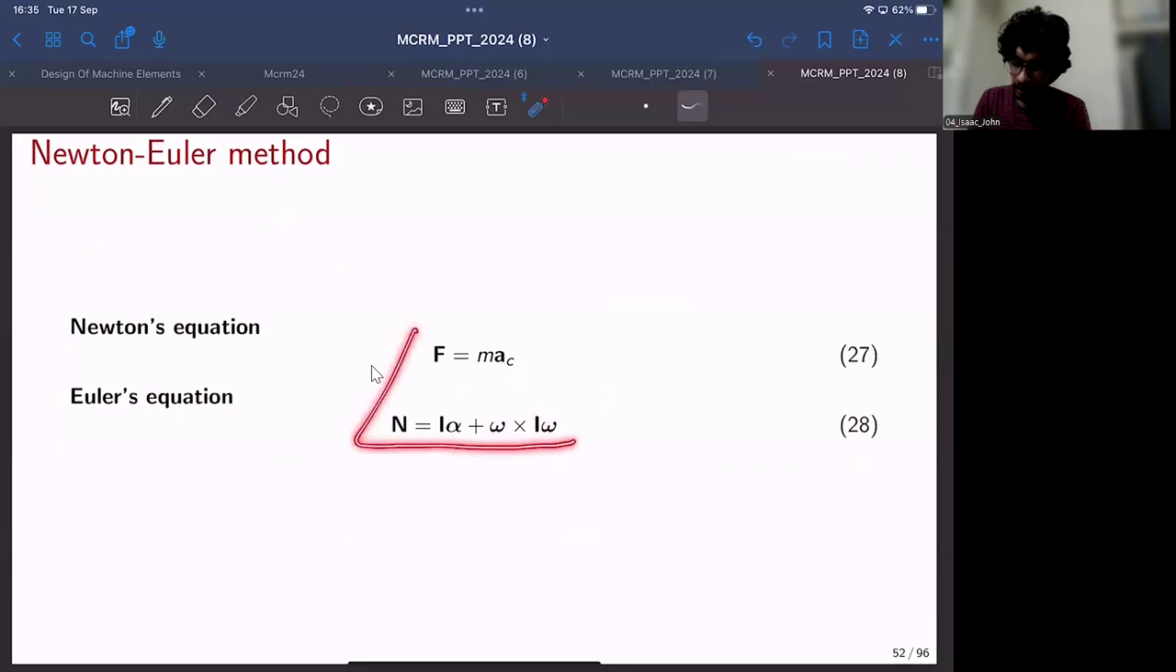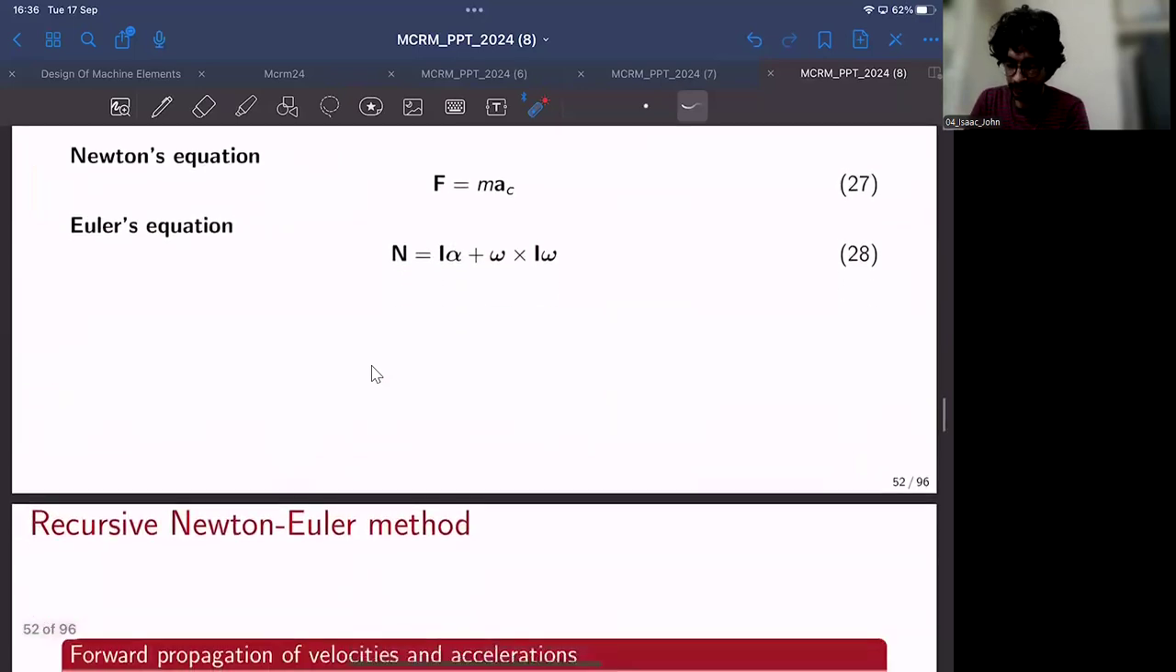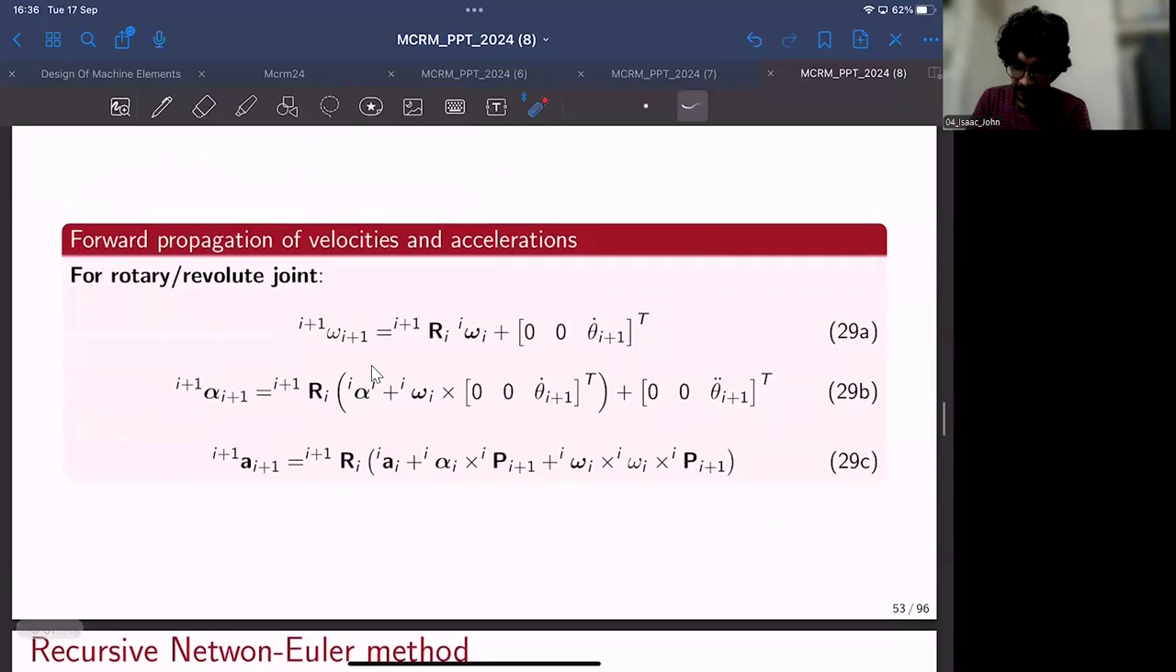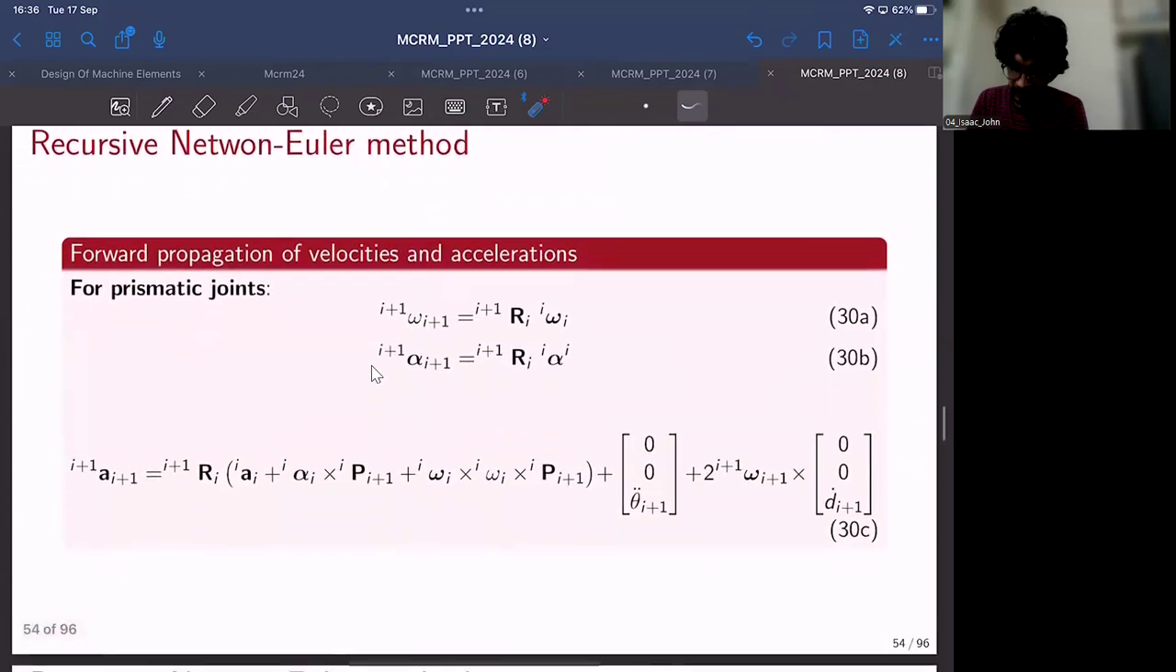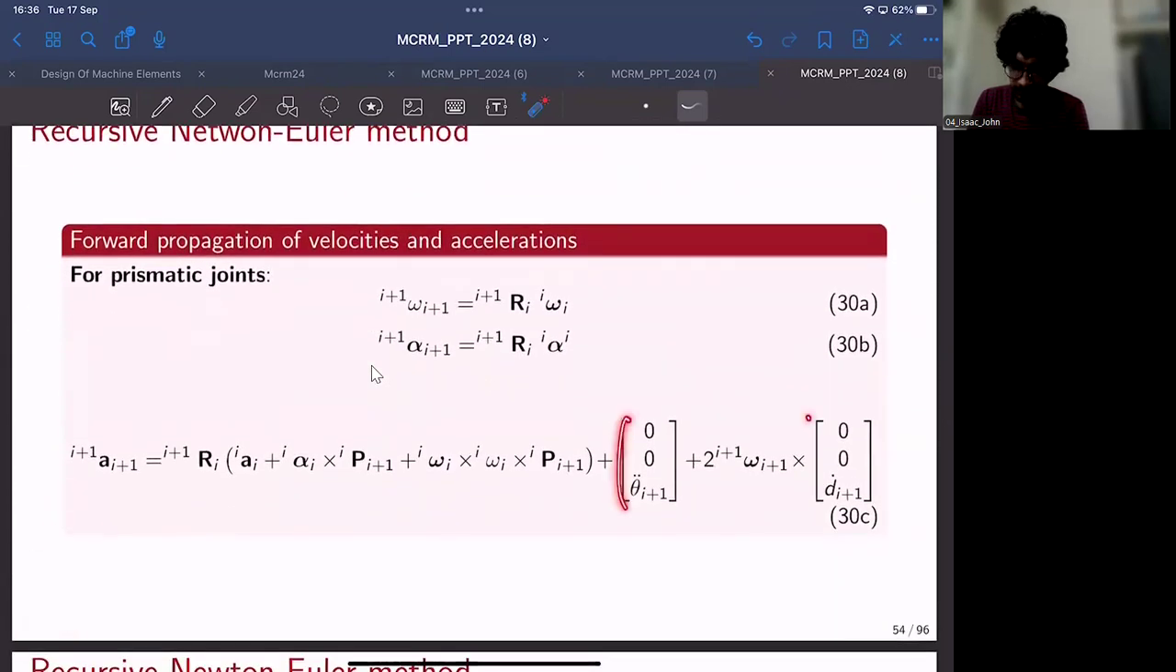And to execute this, you would also need to propagate your accelerations all the way from base to the end effector. So we have seen this earlier for velocity propagation. Now you also need to propagate accelerations. This is angular acceleration and this is linear acceleration. And the direction of propagation is from base all the way to the end effector. And this is only for rotary joints. And for prismatic joints, you will have a few more terms for these linear components. This is angular velocity, angular acceleration, and linear acceleration.